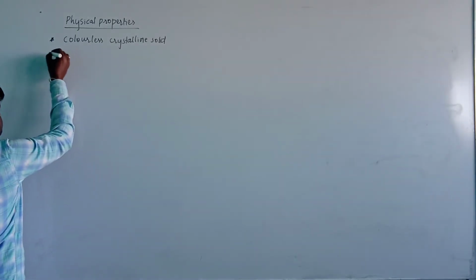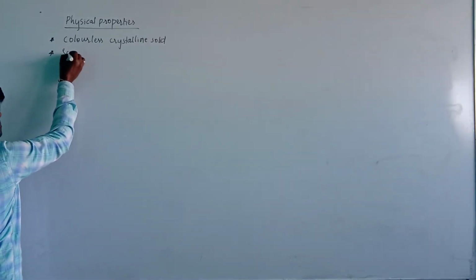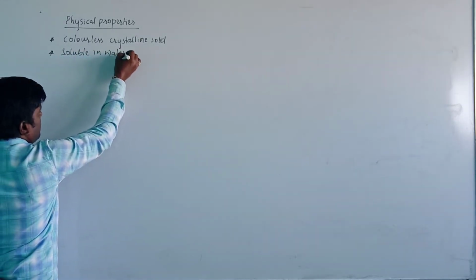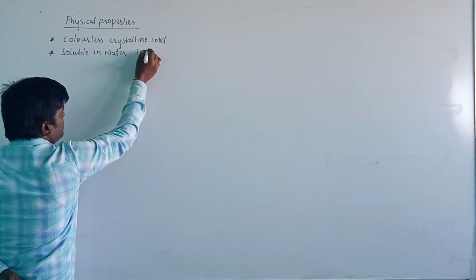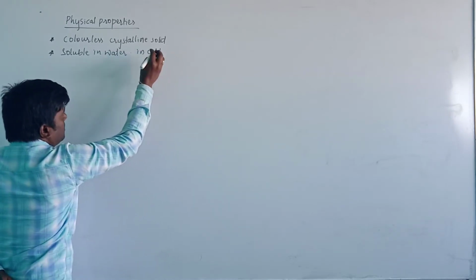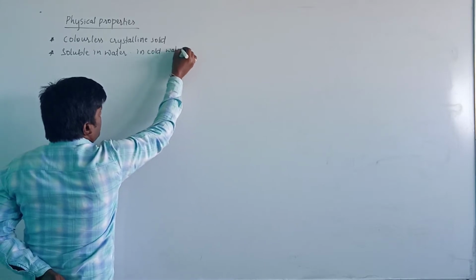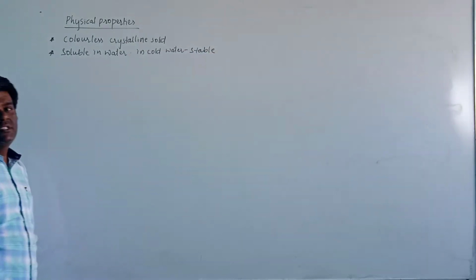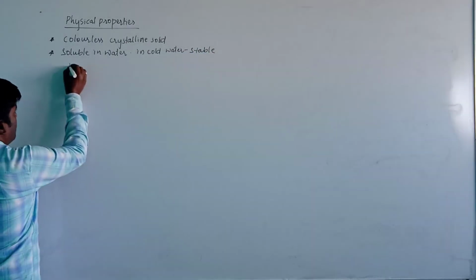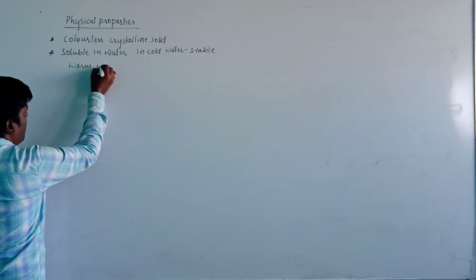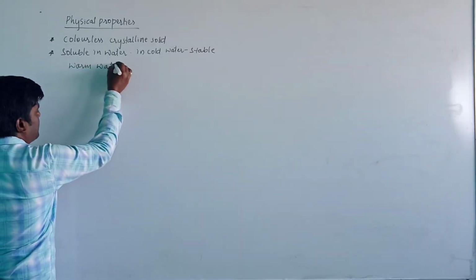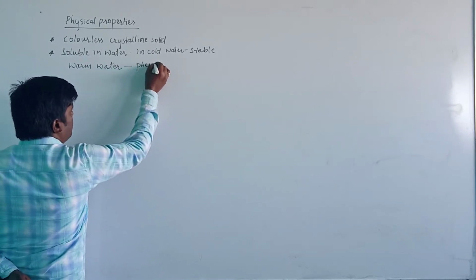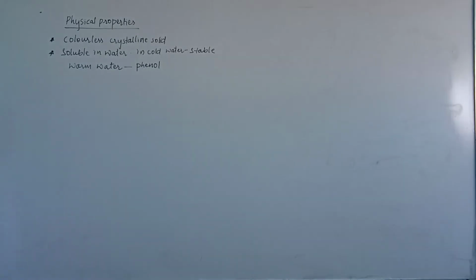Diazonium salts are soluble in cold water, and they are stable in cold water, whereas in warm water, they react to form the compound called phenol. In warm water, it will form phenol. In cold water, it will be stable.